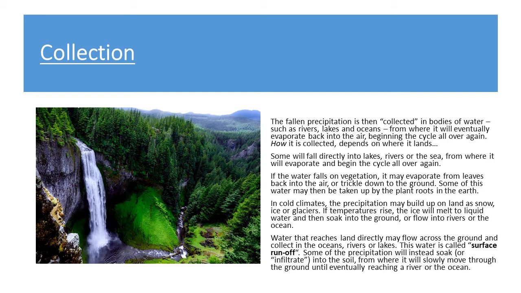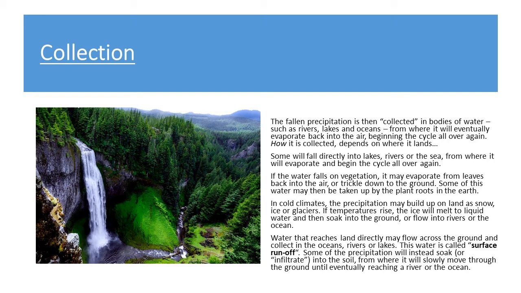If the water falls on vegetation, it may evaporate from the leaves back into the air or trickle down to the ground. Some of this water may then be taken up by plant roots in the earth. In cold climates, the precipitation may build up on land as snow, ice or glaciers. If temperatures rise, the ice will melt to liquid water and then soak into the ground or flow into rivers or the ocean.